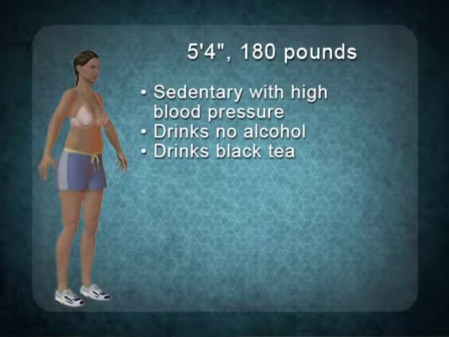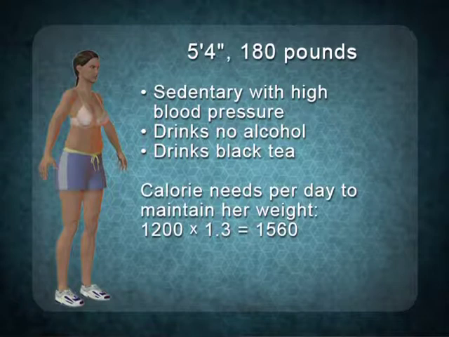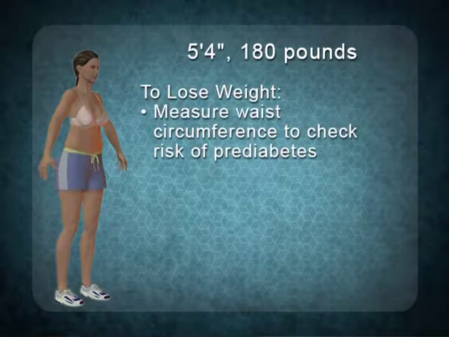Calorie needs to maintain her weight would be ideal body weight times 10, 1,200. She's sedentary, so we add a third, somewhere in the range of 1,500 to 1,600 calories per day. To lose weight and to do an effective nutrition assessment, she would need to do the following. We would want her to measure her waist circumference to check her risk of prediabetes.